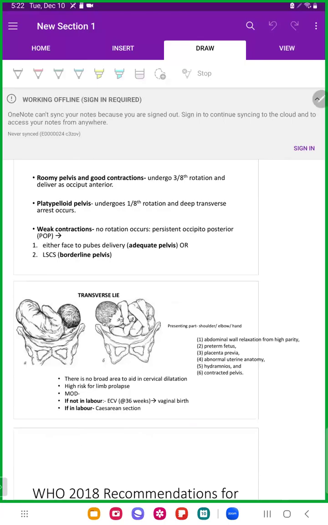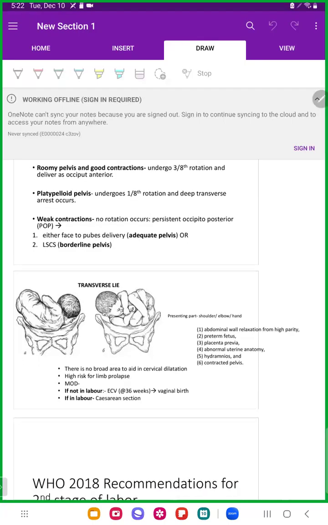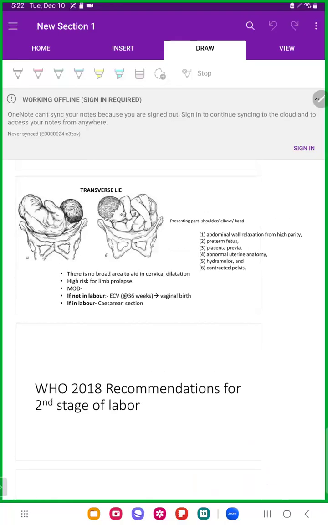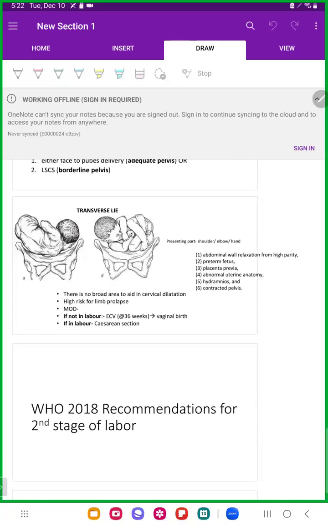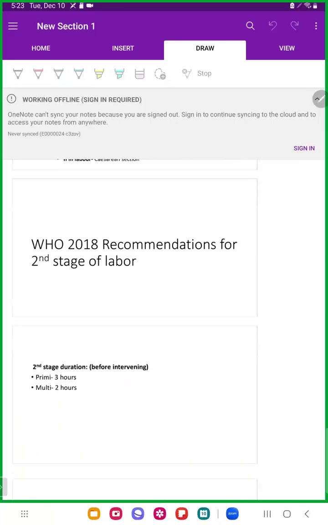Now coming to malpresentation, we are short of time, so we'll discuss it in the next class. Okay. So only we'll look at transverse lie. So in transverse lie, the presenting part is shoulder, elbow, or head. So there is no method by which this baby can deliver unless the patient is not in labor. We can do an external cephalic version and try for vaginal birth. If the patient is in labor, there is high risk of cord prolapse, hand prolapse, or limb prolapse. So we will take the patient for cesarean section.